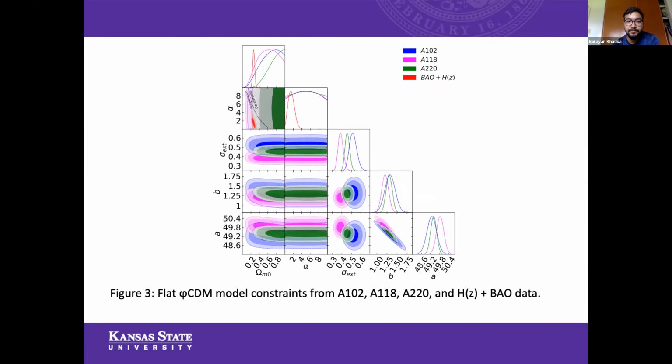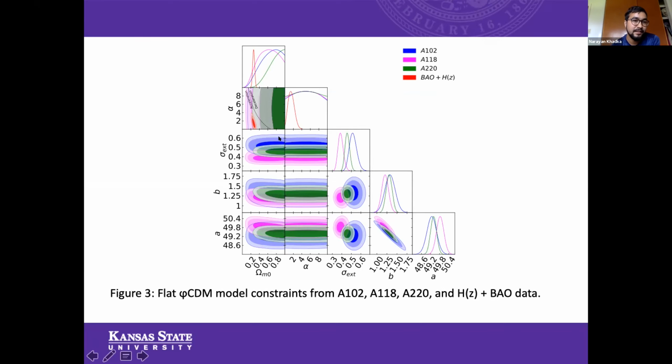And this is the flat phi CDM model constraints from A102, A118 and A220 data sets. And in this model also, we can clearly see the A118 data is consistent with BAO plus AZ data, and A102 is also somehow consistent, but yeah, here also we can see the sigma external is very high for the A102 data set. And the A220 data set is inconsistent with BAO plus AZ.